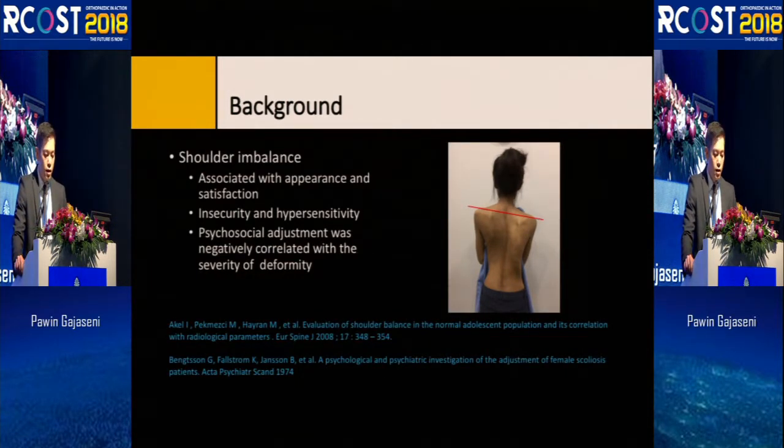Furthermore, shoulder imbalance is associated with the patient's appearance, satisfaction, insecurity, and hypersensitivity, and psychosocial adjustment was negatively correlated with the severity of the deformity. These reasons make shoulder balance more important and a major concern after surgery.